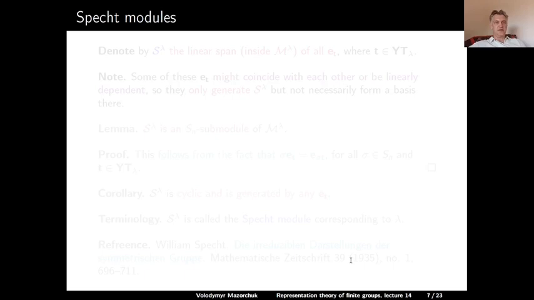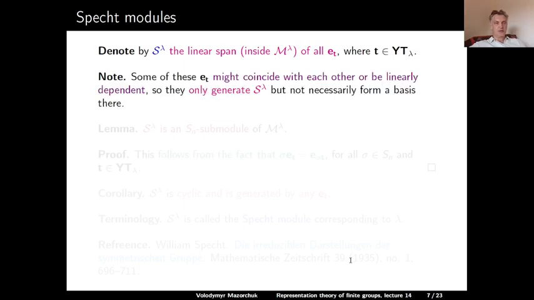Now we are ready to define Specht modules. We denote by S^lambda the linear span inside the permutation module M^lambda of all polytabloids e_T where T is a Young tableau of shape lambda. Note that some of these polytabloids might coincide with each other or be linearly dependent. So these polytabloids only generate the Specht module, but they do not necessarily form a basis of this module. A basis of the Specht module will be discussed in the next lecture.